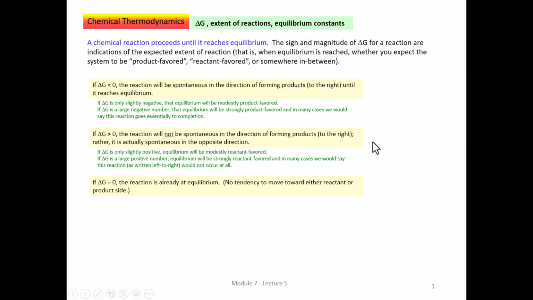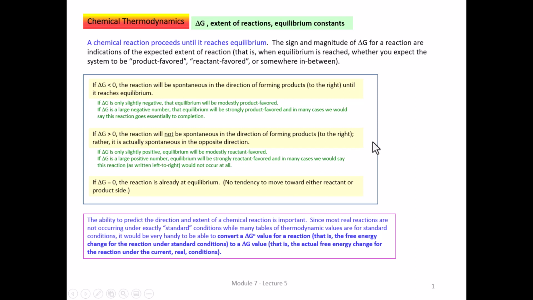How about if deltaG actually equals 0 for a reaction? Well, if it does, the reaction's already at equilibrium. That means that there's no tendency for it to move either toward the product side or the reactant side.